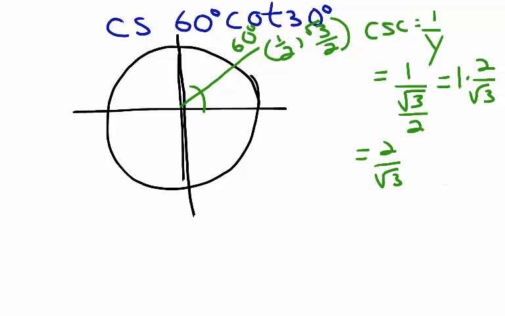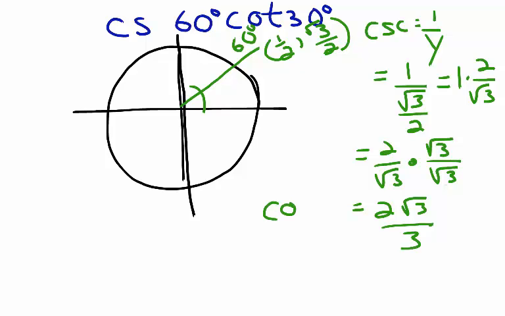Now, because we never want to leave a radical in the denominator of a fraction, we'll rationalize the denominator. In other words, we'll multiply both numerator and denominator of 2 over square root of 3 by square root of 3. This gives us 2 square root of 3 over 3, and so that is the value of cosecant of 60 degrees.